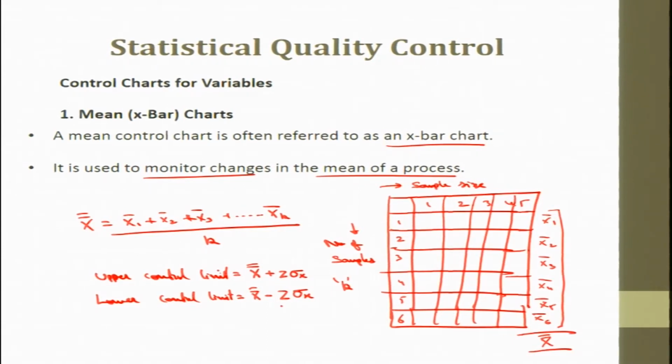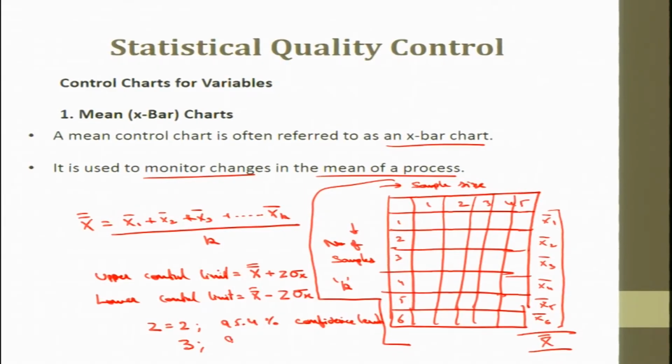But we can take any value of that. For instance, we need to see what confidence level, what significance level, we are trying to work on. For instance, for z equal to 2, what would the value be? z equal to 2 implies a 95.4% confidence level. Then, if this value is 3, what is the value? It is 99.7% confidence level, right.